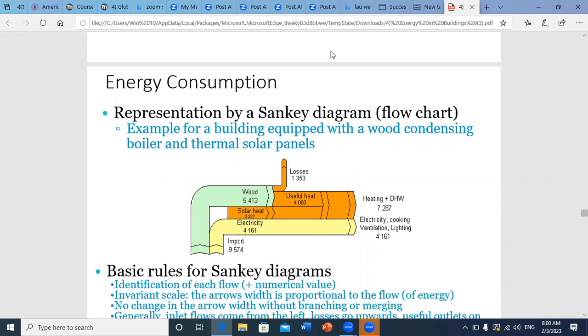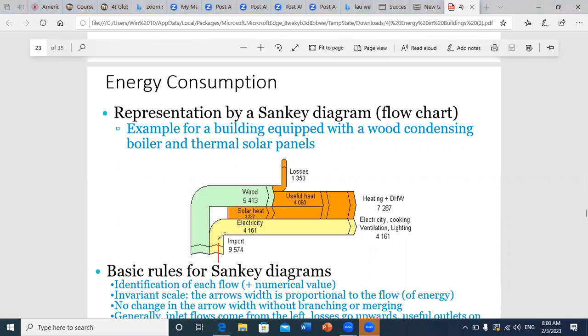As you can see, first you have the total energy that you are importing, let's say 9,574 units of energy. From this total, you are using 4,161 for electricity, from solar heating 3,227, and from wood 5,413. So you have several sources to supply the needs: electricity, solar heat, and wood.